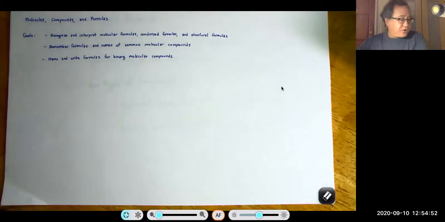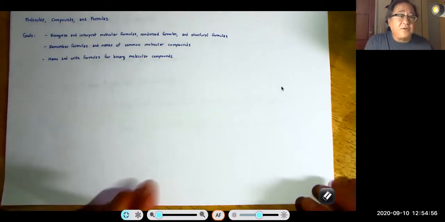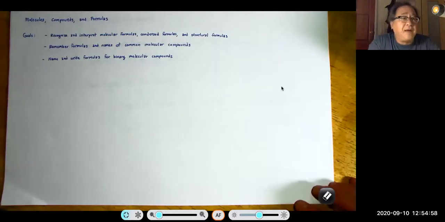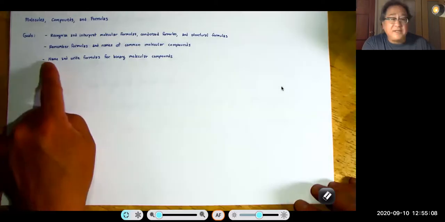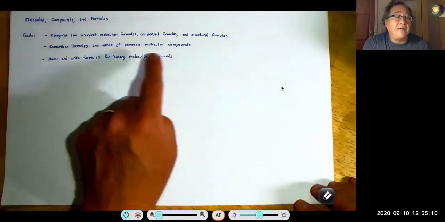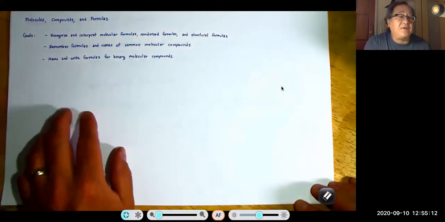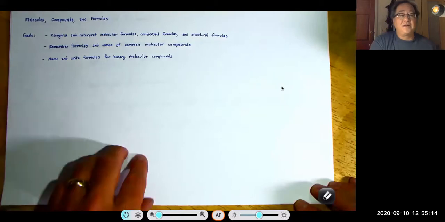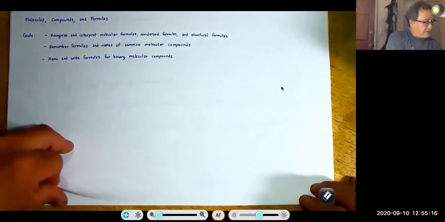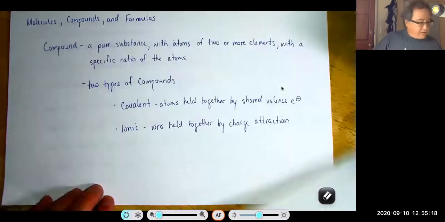Now we're going to jump to compounds. And specifically, we're going to be talking about molecules, compounds, and formulas. So here you want to recognize and interpret molecular formulas, condensed formulas, and structural formulas. You want to remember formulas and names of common molecular compounds, and you want to name and write formulas for binary molecular compounds. So let's get started.